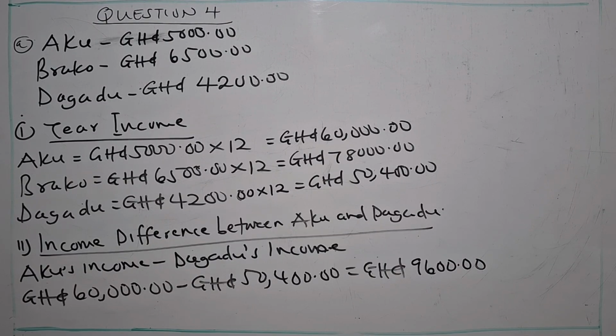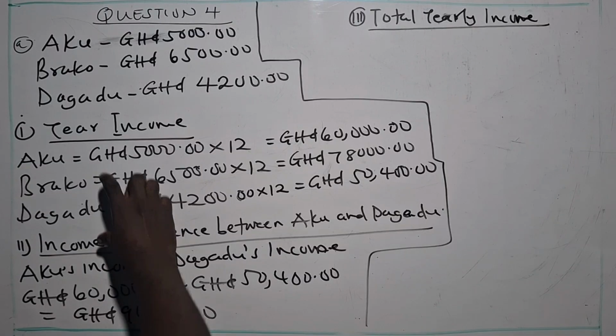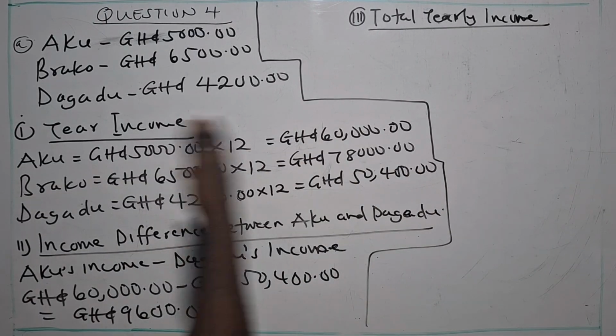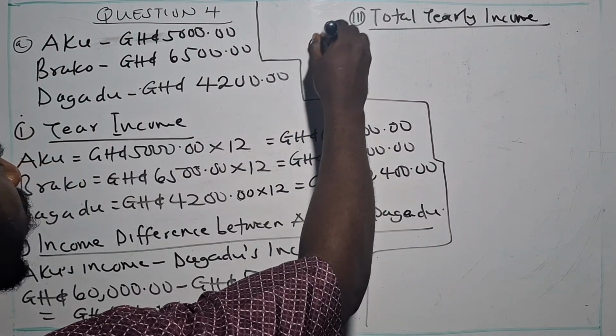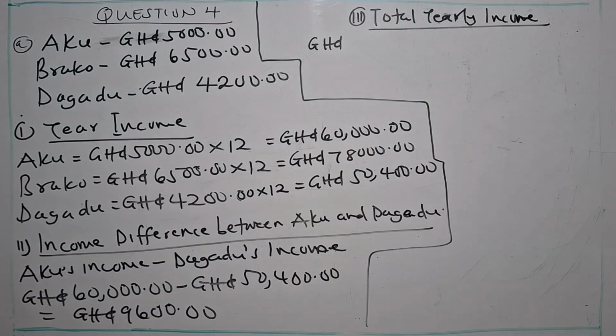So we are going to solve the third part, where we are asked to find the total yearly income, their total yearly income. So follow closely. Their total yearly income is very simple. The income they earn every year, we are going to add all the three. You can add them vertically or horizontally.